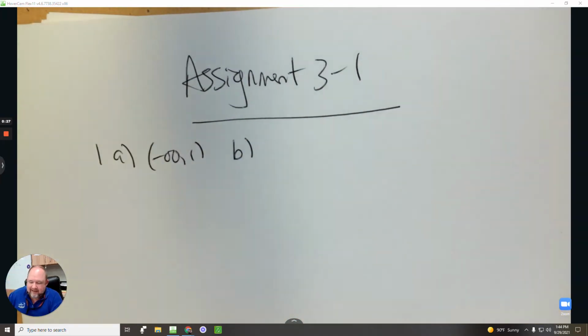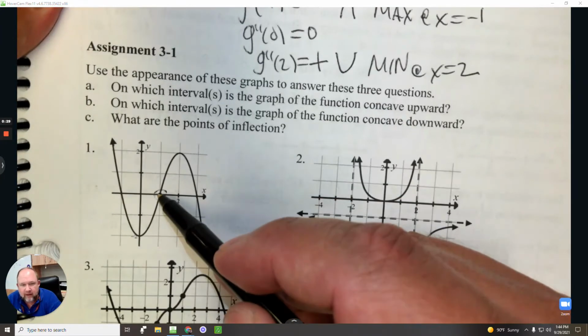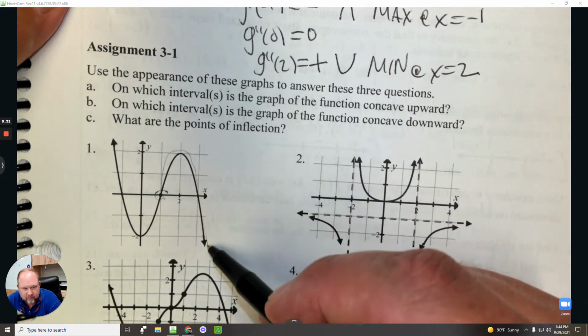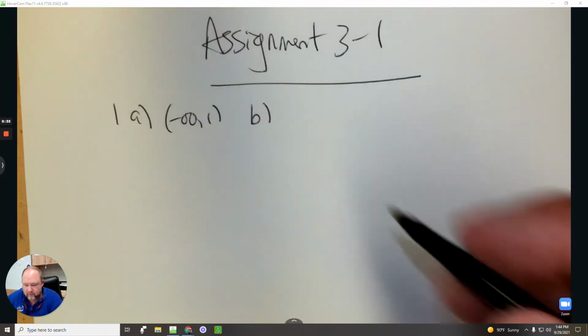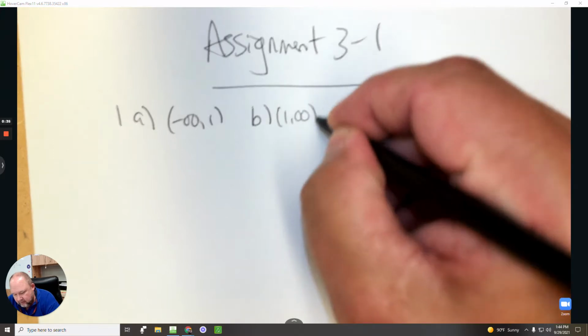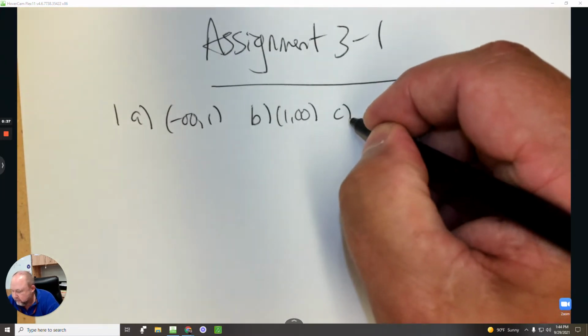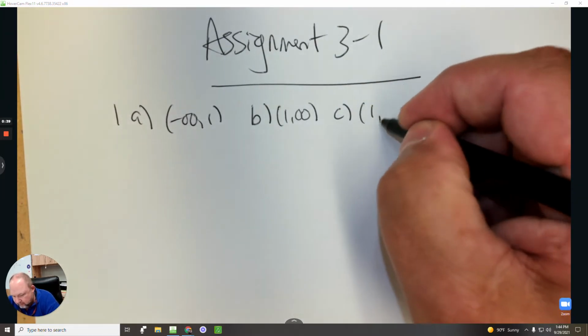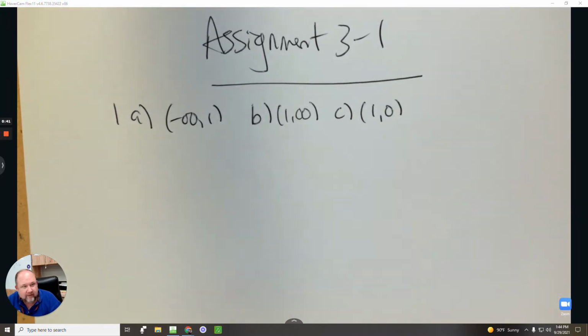Where is it concave down? So from positive 1, it's concave down for the rest of the graph. So from 1 to infinity, it's concave down. And then where's the point of inflection? So that point where it changes concavity, and there's your answer.